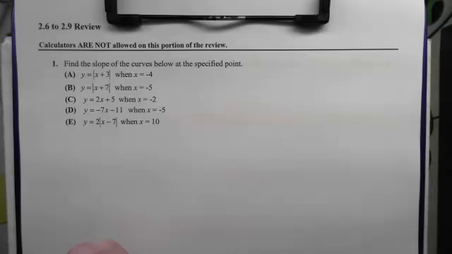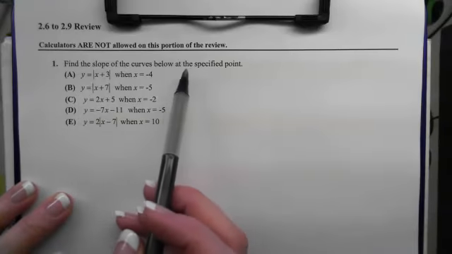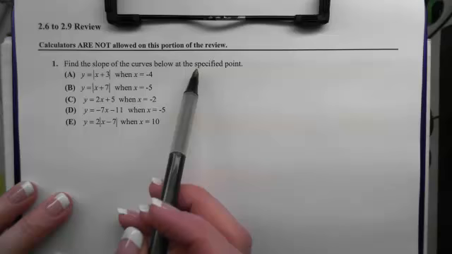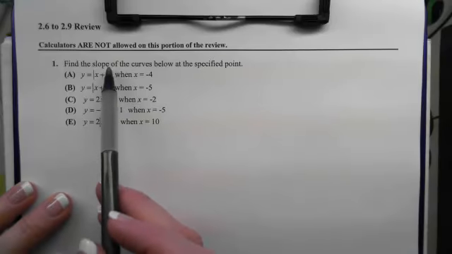2.6 to 2.9 review. Number 1, calculators are not allowed. So you will read this. It says we want to find the slope of the curves below at the specified point. So what we need to remember is that slope of a curve can be interpreted multiple ways. We can find them analytically, we can find them graphically, we can find them numerically.